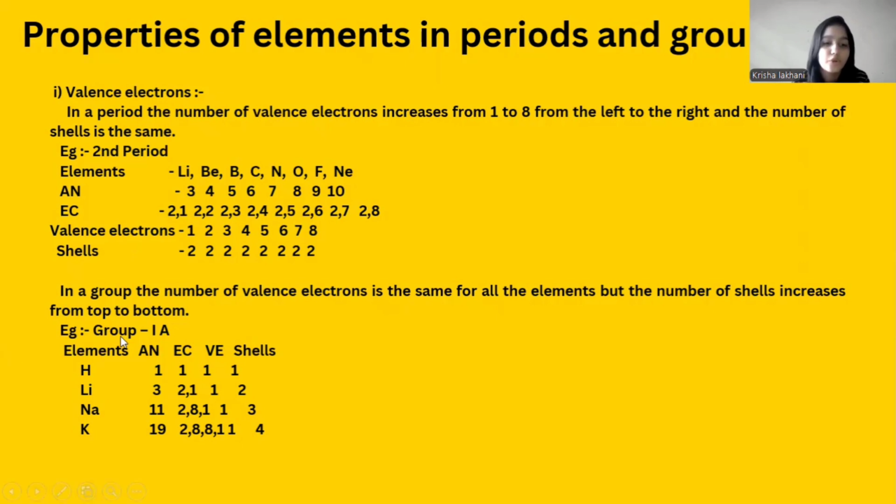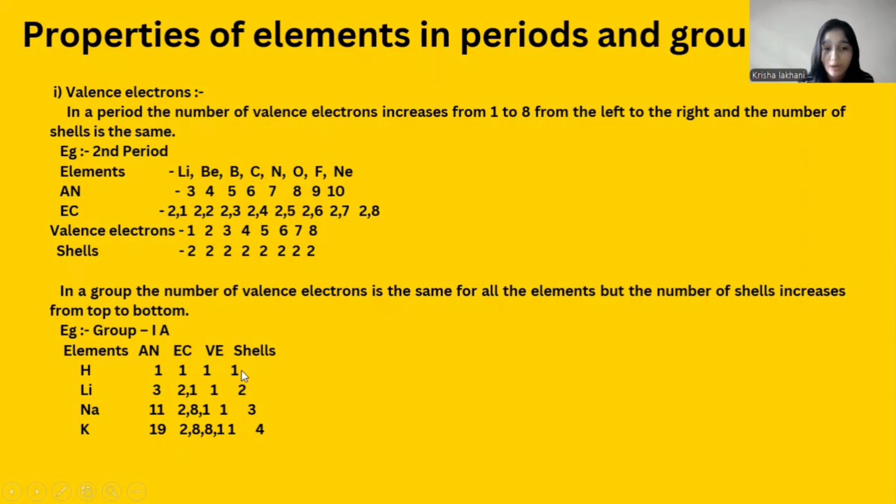Here it is given about group 1. This is the atomic number, electronic configuration, valence electron, and the shells. How many shells are there? Hydrogen, lithium, sodium, potassium: 1, 3, 11, 19. Configurations: 1; 2, 1; 2, 8, 1; 2, 8, 8, 1. Can you see your valence electron? How many electrons are there in the outermost shell? 1, 1, 1, 1. So everywhere it is written 1.